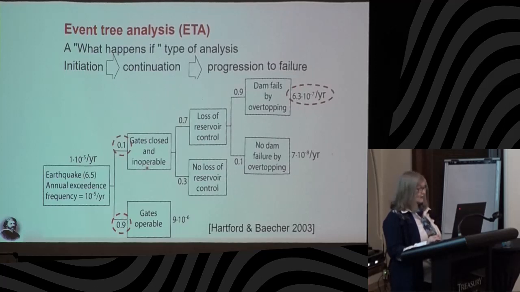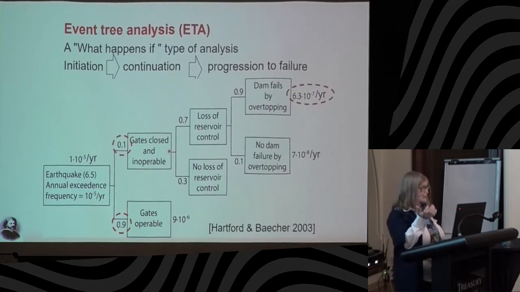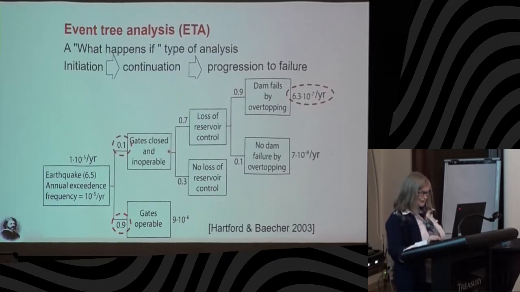Gate closed and inoperable, or gate operable? And then you assign a probability for that, and often that's by experience. I will come back to how you get those numbers. And if the gate is closed and inoperable, then the next question: are you losing control over the reservoir?